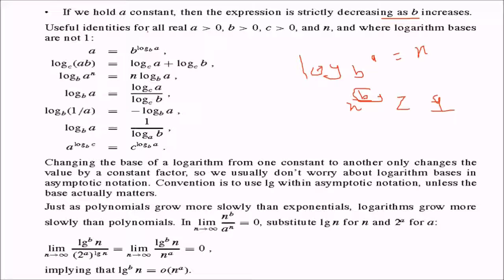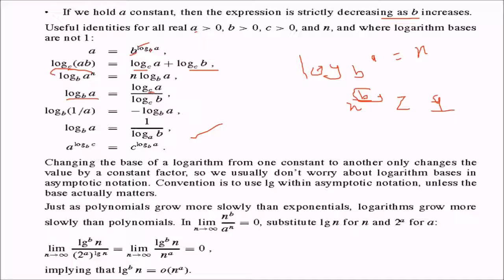Now we have useful identities. If we consider a, b and c, these three are greater than 0, and the logarithm bases are not 1. So a is equal to nothing but b to the power log base b of a. These two will cancel out, log will be gone, and this will be equal to a only. If we have log base c of ab, we can add them: log a plus log b. If we have log base b of a to the power n, n can come in front. So n log base b of a.